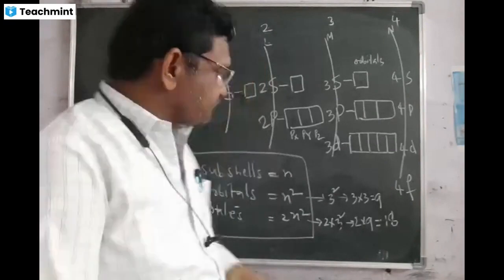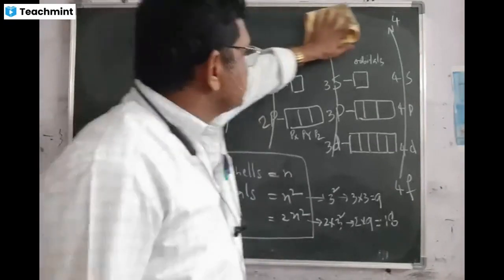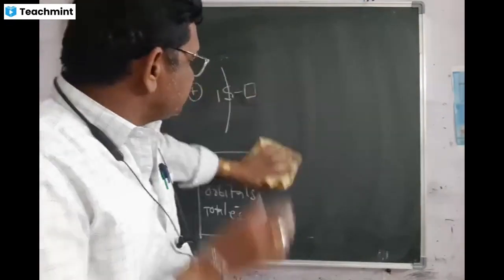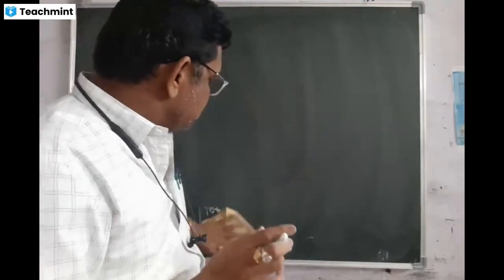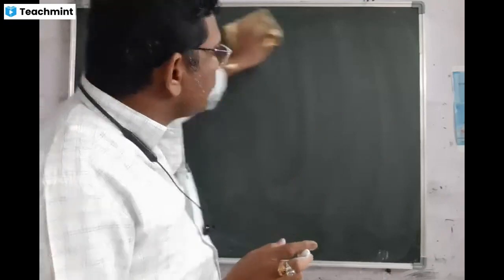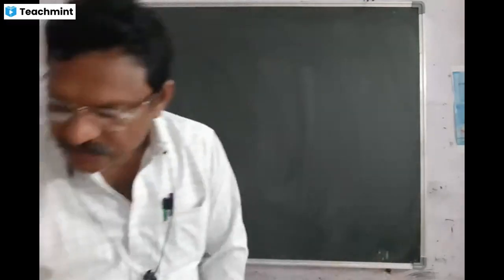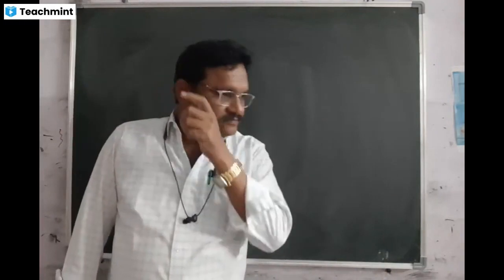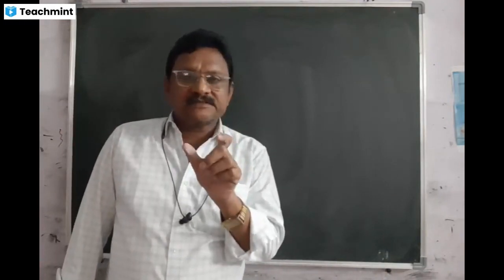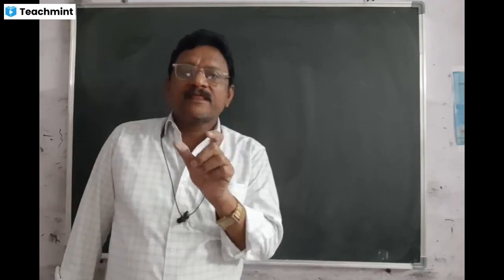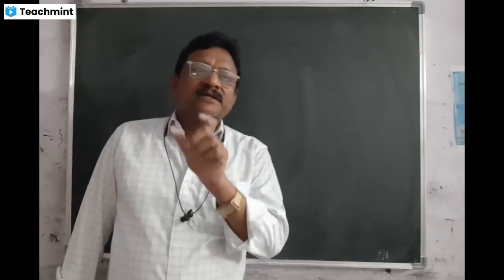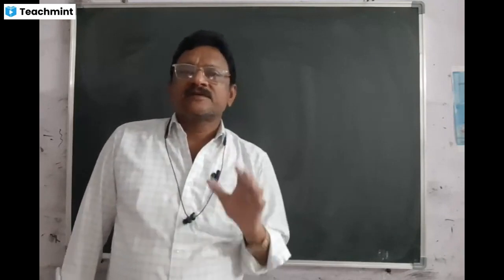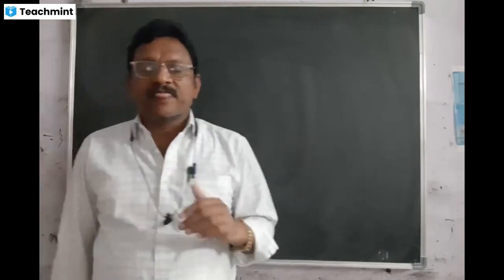Okay, in last class we studied the concept of cells, subcells, orbitals, and also we have learned how to calculate the number of subcells, how to calculate the number of orbitals, and how to calculate the total number of electrons present in the orbitals. So those formulas we studied.